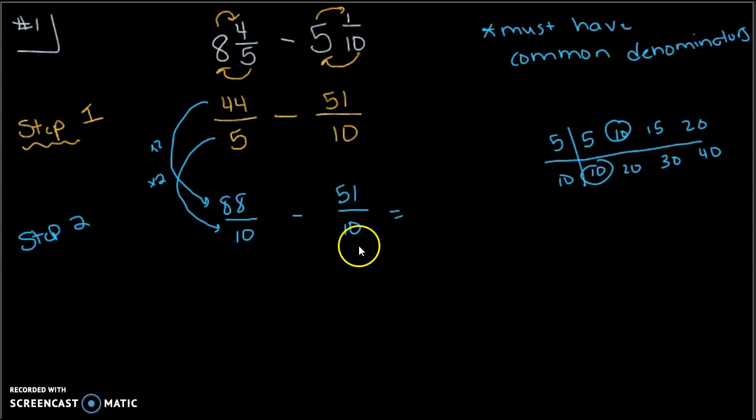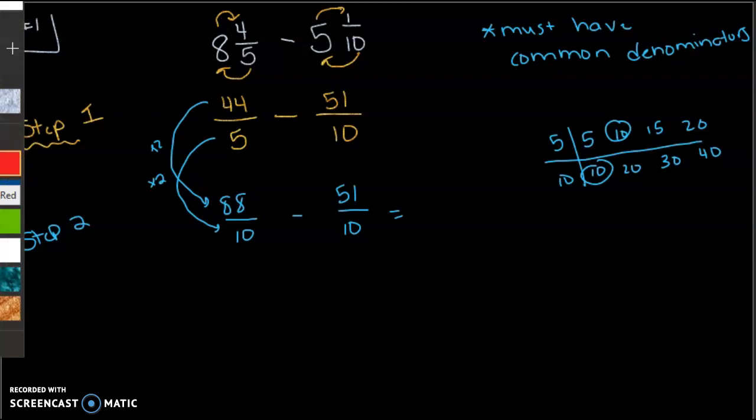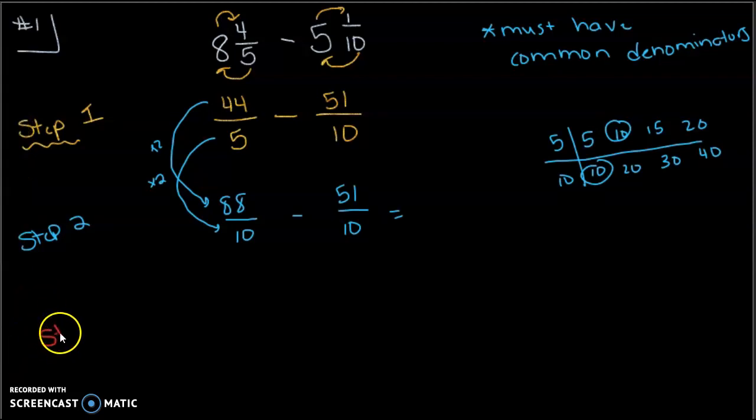So once you have it in this case, now we just subtract and you leave the same denominator. So 88 minus 51. Actually, I'll do it in another color so that we can see this is another step. We'll do red. So this is step 3. All right, so we have 88 minus 51. 8 minus 1 is 7. 8 minus 5 is 3. So we have 37 over 10.